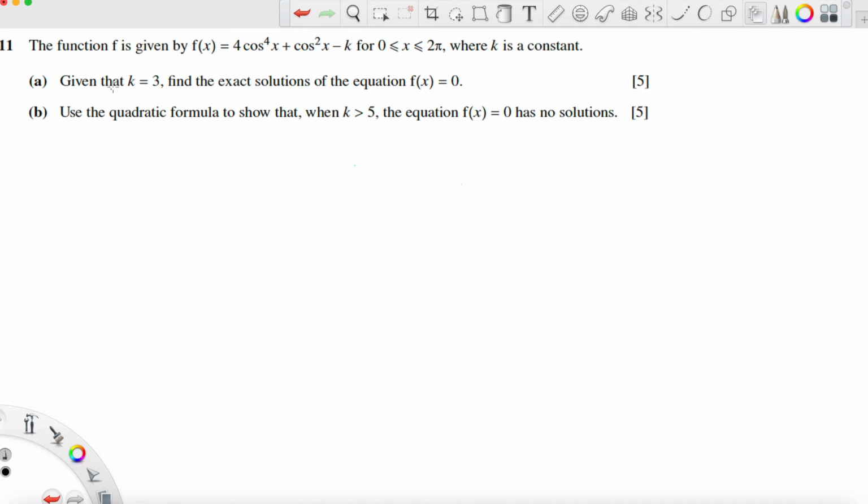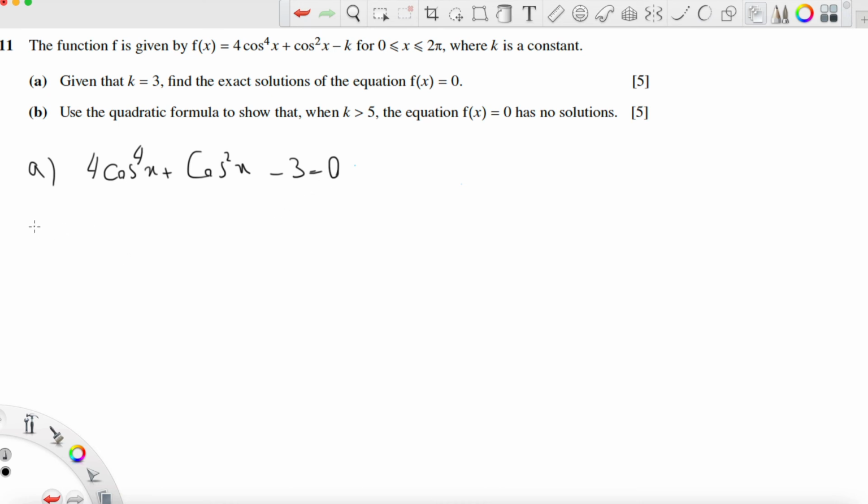Question number 11. The function f is given by f of x is equal to 4 cosine to the power of 4 of x plus cosine squared of x minus k, x is between 0 and 2 pi, where k is a constant. Part A, given that k is equal to 3, find the exact solutions of the equation f of x is equal to 0. So k is replaced by 3, so it will become 4 cosine to the power of 4 of x plus cosine squared of x minus 3 is equal to 0.